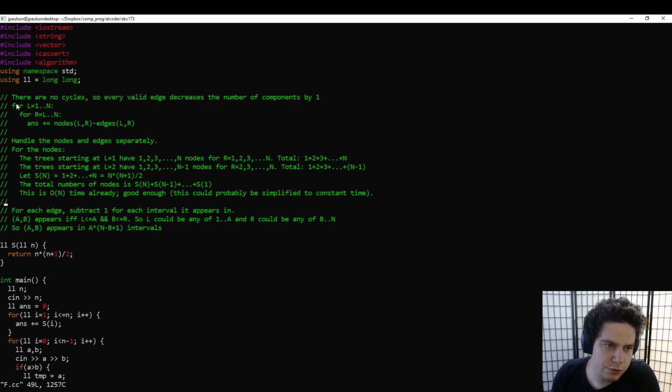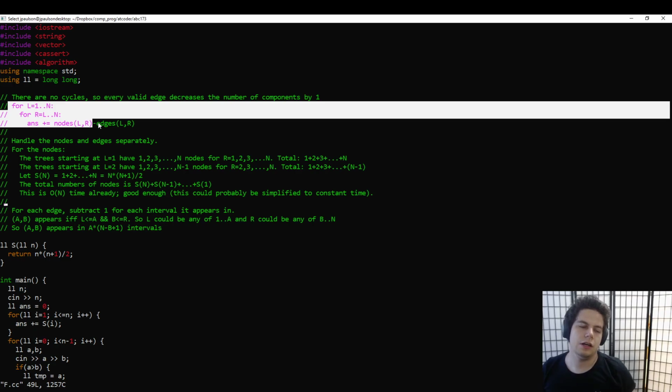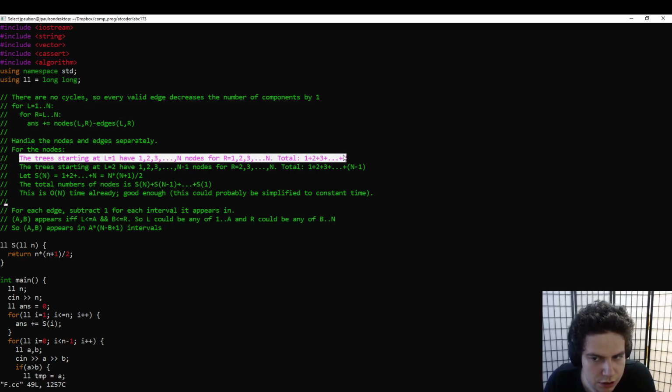So let's just look at this part, the sum over the nodes. Pretend there were no edges. This part is easier, probably. So let's look at it this way that I've written down.